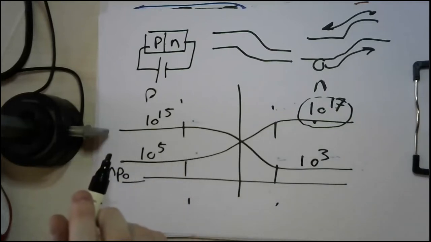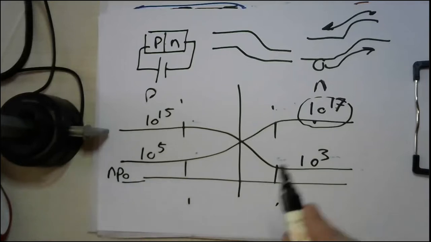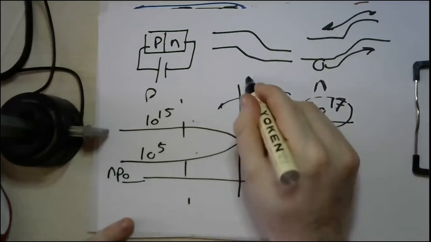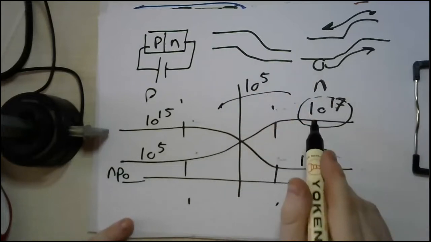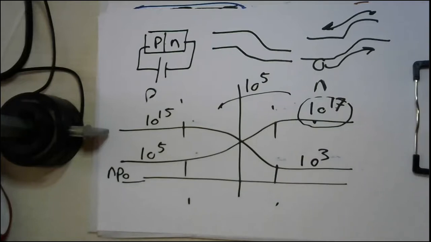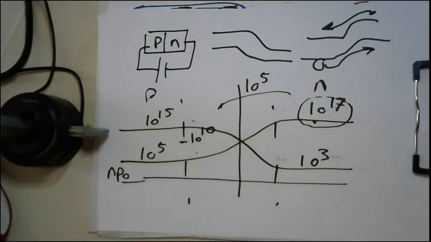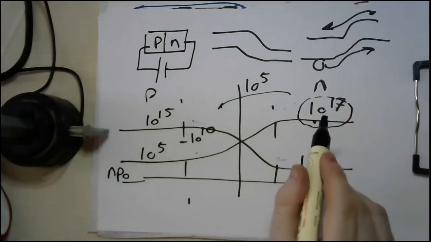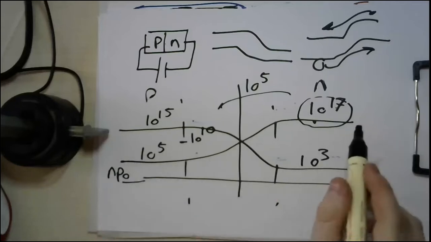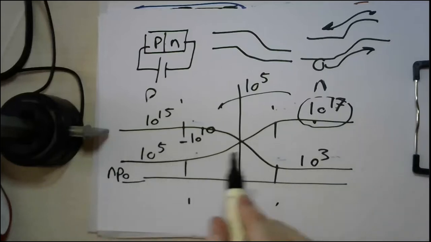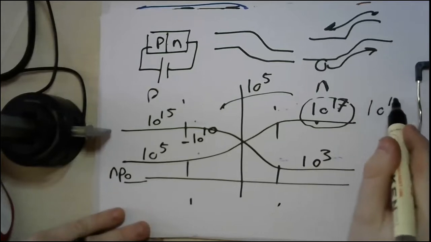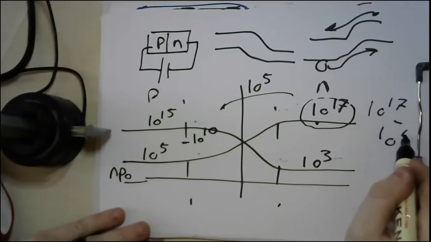However, if, for example, 10 power 5 electrons move from here to there, for example, that means that these electrons will turn to be 10 power 10. That's right, because you take 10 power 17 electrons from here and you put it there. So these electrons will turn to be 10 power 10. And these electrons will turn to be 10 power 17 minus 10 power 5.